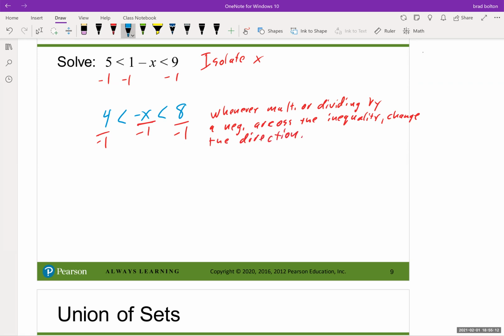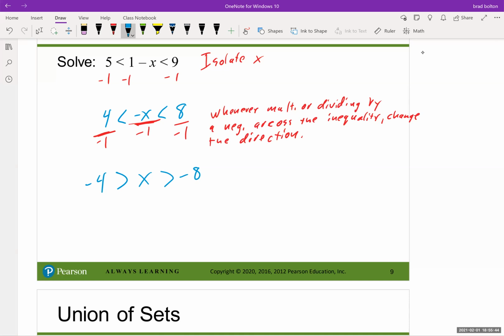Notice here, I am dividing right here by -1, and I'm doing it over here. So I'm going across this inequality. That's how I think of it, as a cross. What it really is saying is, whenever both sides of an inequality are being divided by a negative number, you change the direction. So notice how it used to be a less than symbol. Now it's going to be -4 is greater than x is greater than -8.